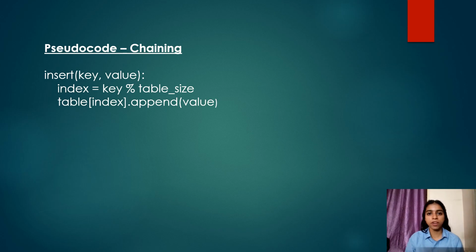Here we have a simple function to insert a value into a hash table. First, we calculate the index by taking the key modulus the table size. This ensures the key is mapped to a valid position in our hash table. Next, we append the value to the list at that index. Using a list allows us to handle collisions by storing multiple values in the same slot. So every time we insert a key value pair, the hash function decides the slot and the value is added to the list at that position. This is a basic example of chaining in hash tables.